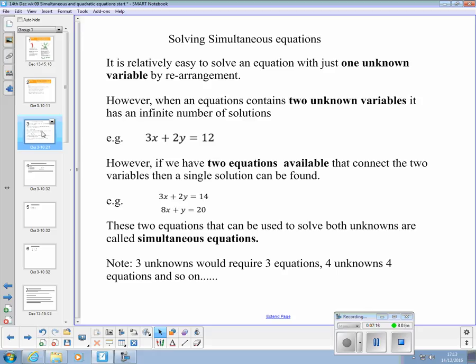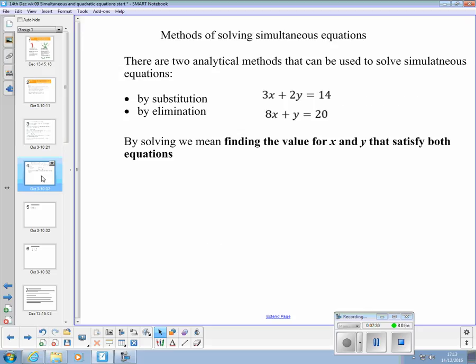If you had 3 unknowns, you'd need 3 equations, 4 unknowns, 4 equations, and so on. Generally, that kind of thing's not done by hand because it's somewhat time-consuming. So, the first method. Well, there's 2 methods, substitution and elimination. By solving, we mean finding the value for x and y that satisfies both equations.